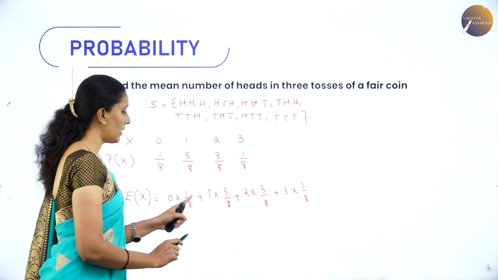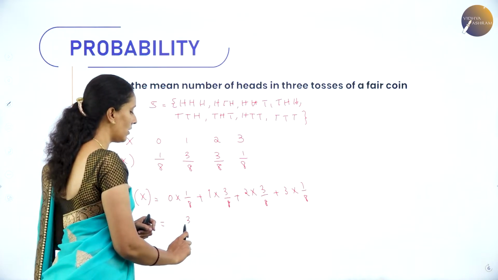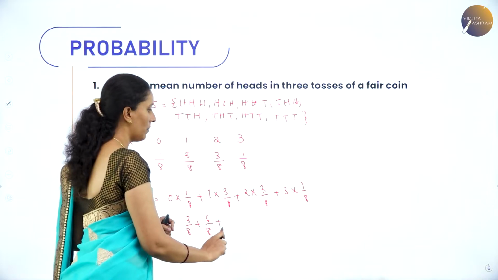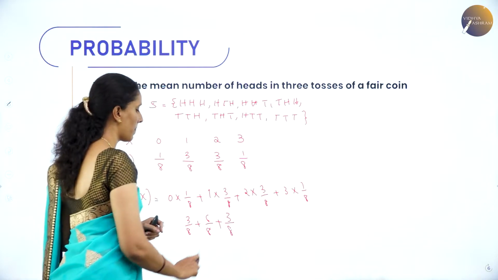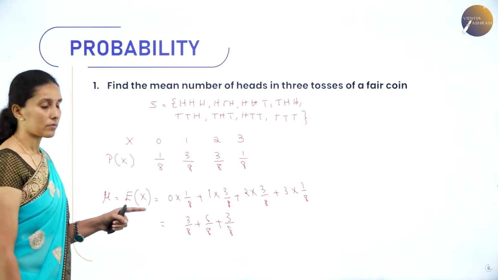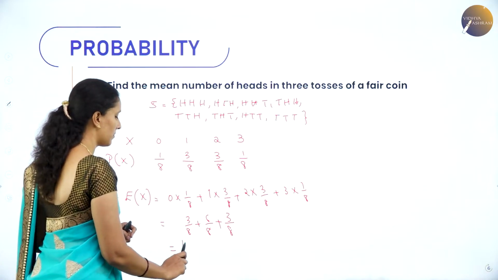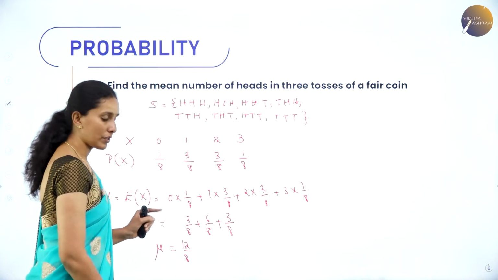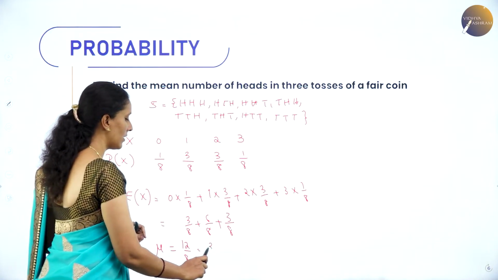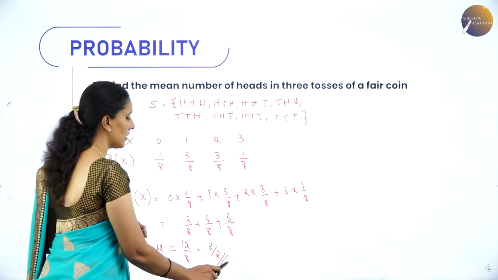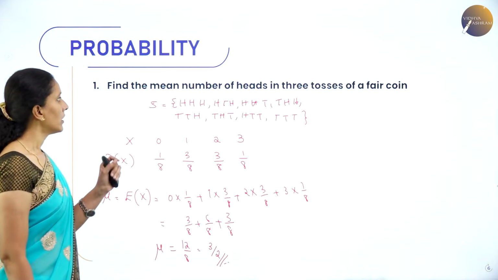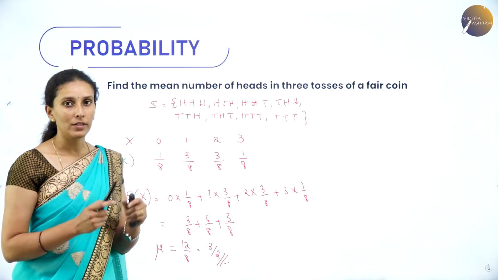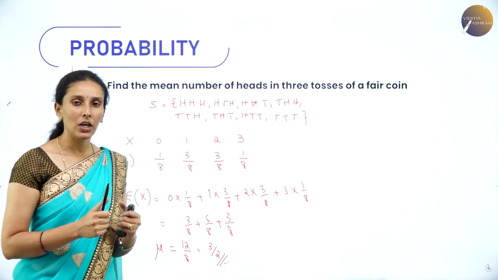Clearly, the first element is 0. Now, we have here 3 by 8 plus 6 by 8 plus 3 by 8. So, we have here 12 by 8. Therefore, mu or expectation of X, when you cancel it, you will get as 3 by 2. So, this is the mean of the number of heads where the coin is tossed 3 times or 3 coins tossed simultaneously.